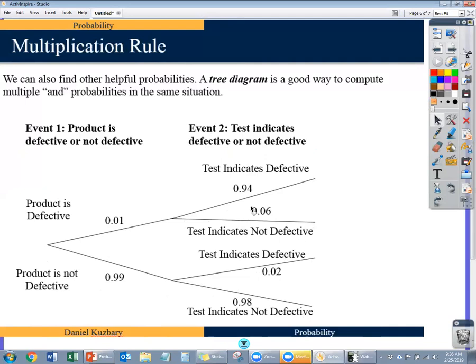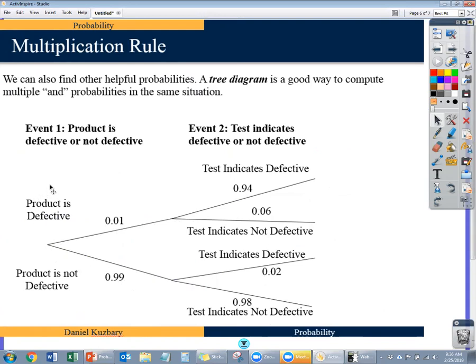So you see, this second group of branches is dependent on the first two branches, which is why these numbers are attached to their appropriate branches. The nice thing about a tree diagram is you can follow these branches. And you can see there are actually 4 different outcomes when you produce an item. It's defective and the test says defective. It's defective and the test says not defective. It's not defective and the test says defective. And it's not defective and the test says not defective.